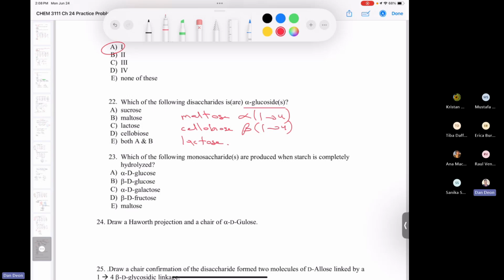Did I make a mistake here? If you go into lactose, did I make a mistake in my answers? Let me check something quickly here. Just bear with me for 1 second. Okay, no, I didn't make a mistake. Yeah, lactose is also beta 1,4, right? Beta 1,4.